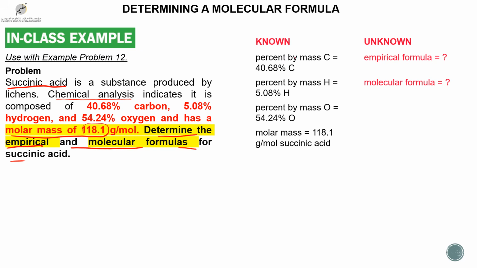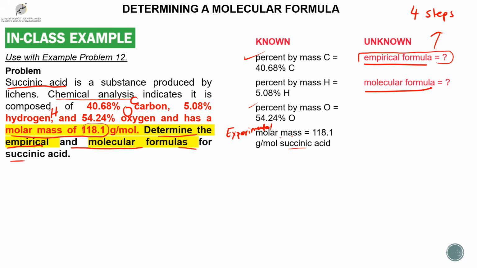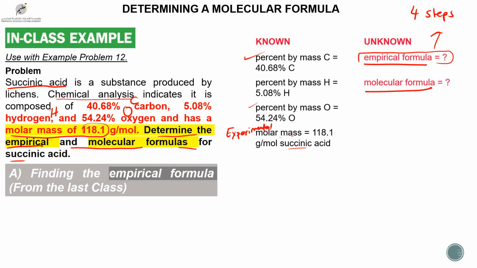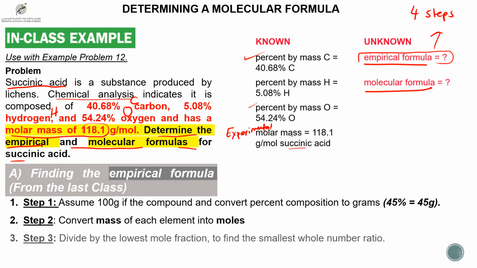They give you the percent by mass for carbon C, hydrogen H, and oxygen O. They give you the percent by mass for hydrogen. They give you the percent by mass for oxygen. They give you the experimental molar mass. They want you to find the empirical formula and the molecular formula. First we start with the empirical formula. Remember, 4 steps. So let's start with them. Step 1, step 2, step 3, and step 4.